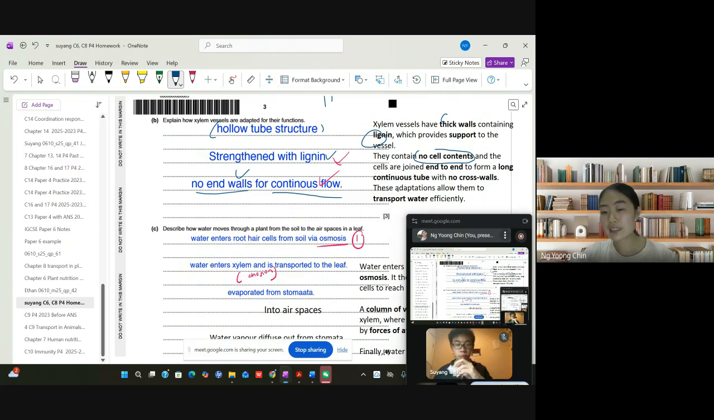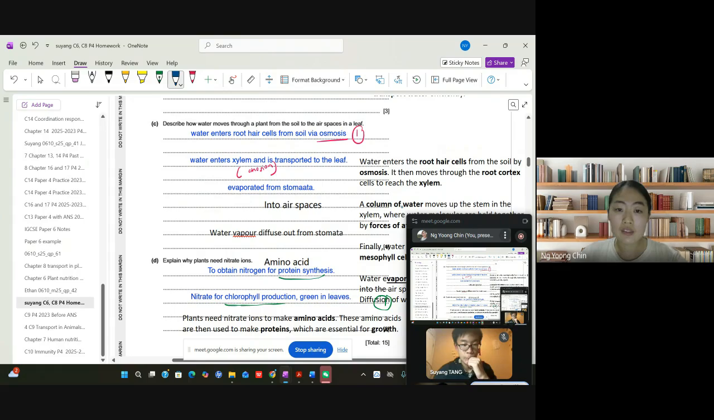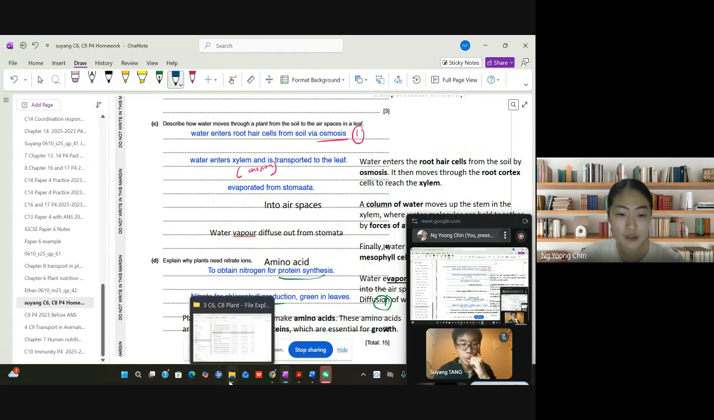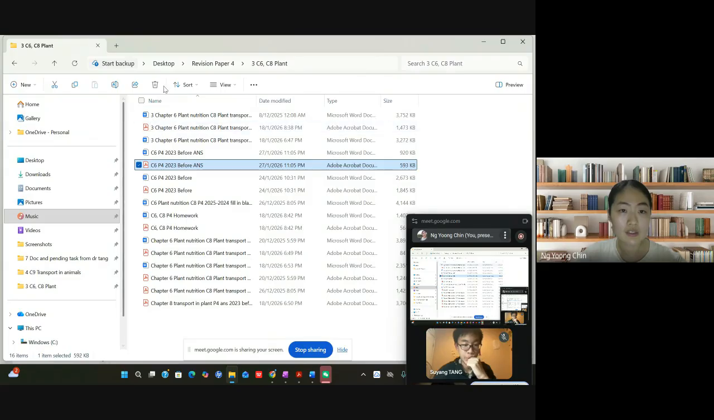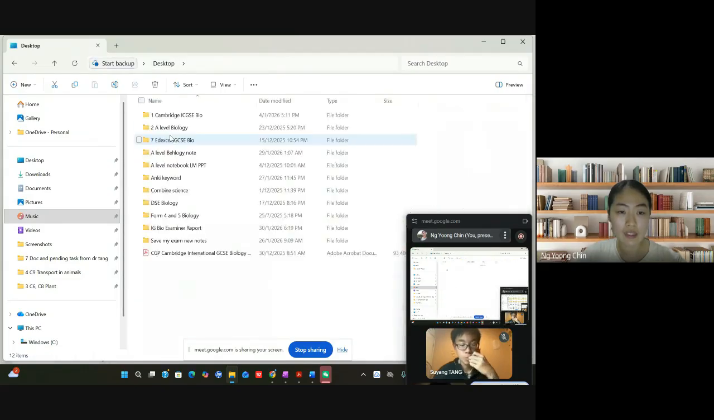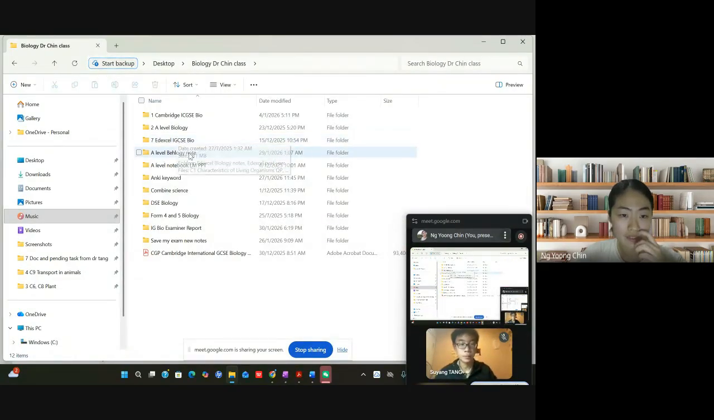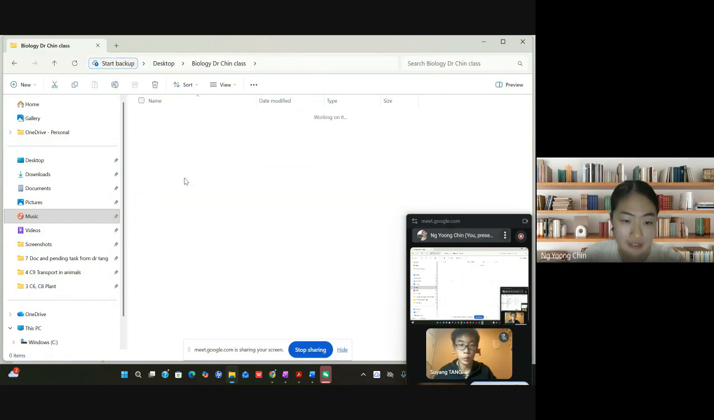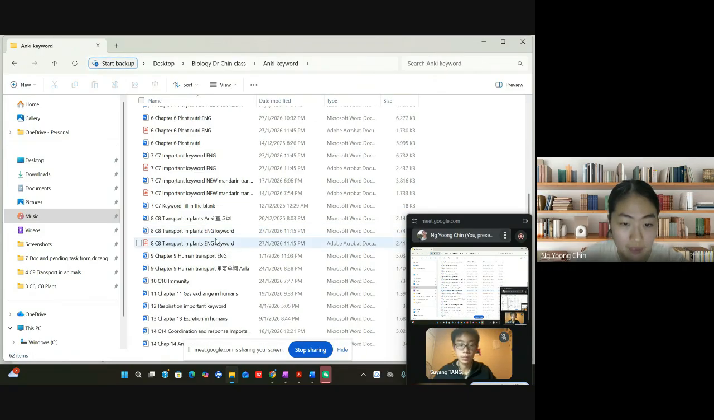So these are the adaptations that help them transport water efficiently. And then for this one, this is chapter 8. Let me show you the Anki notes for chapter 8. I think you have some misconception about chapter 8. Chapter 8, transport in plants.